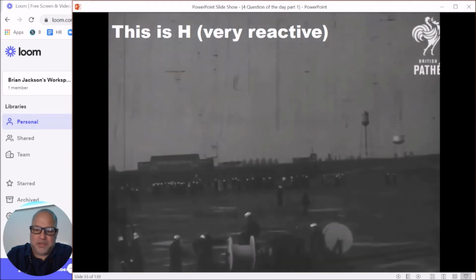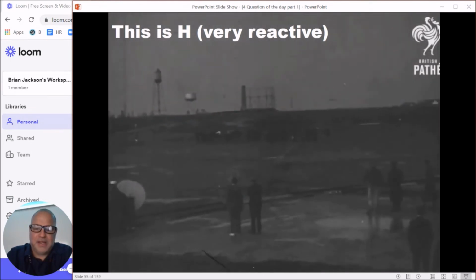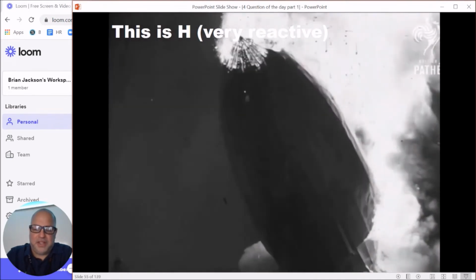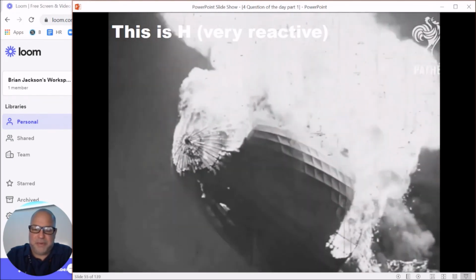Unlike modern blimps, this one was filled up with hydrogen. Modern ones are filled up with helium. But here's what happens. 1 little spark in the tail of the ship, and the entire thing just explodes in a matter of seconds. It burns.